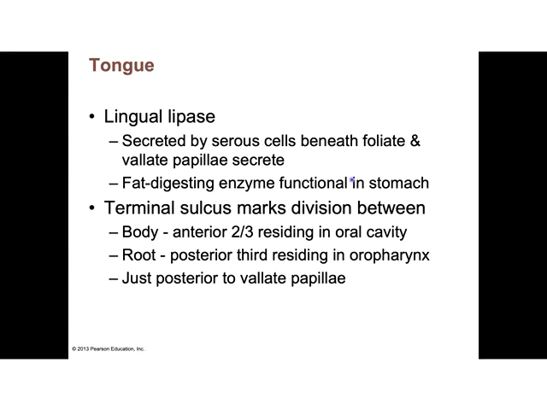The terminal sulcus is the division between the body and the root of the tongue. The body is the anterior two-thirds in the oral cavity, and the root is the posterior third in the oropharynx, just behind the vallate papillae.